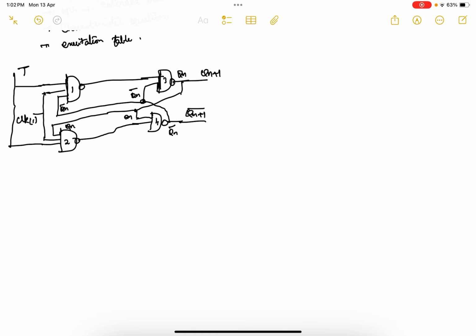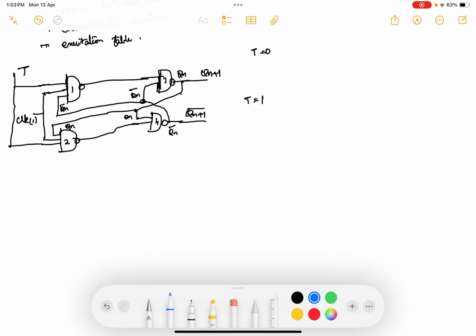I am numbering the gates as 1, 2, 3 and 4. Now if there is a single input, already we know that there will be only two combinations. Either it may be 0 or it may be 1. So what will happen when the input is 0 and what will happen when the input is 1? You ensure that here you have connected input T directly to gate number 1 as well as 2 without making any complement. So what will happen when T equal to 0 and what will happen when T equal to 1? This is what we are going to see now.